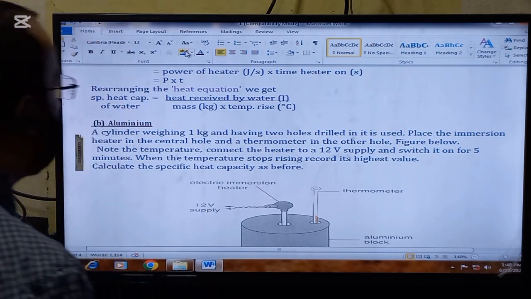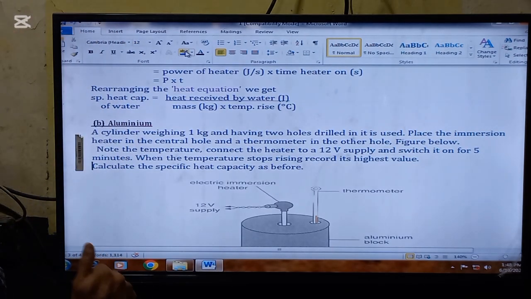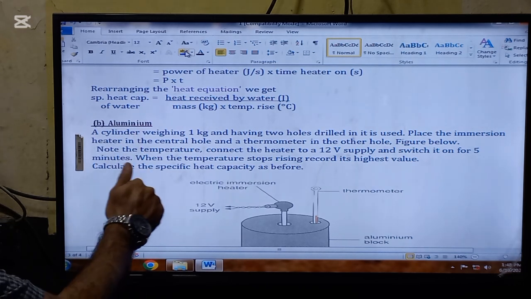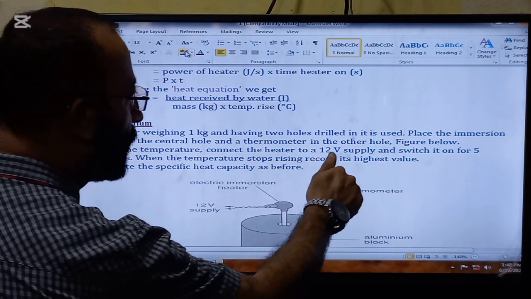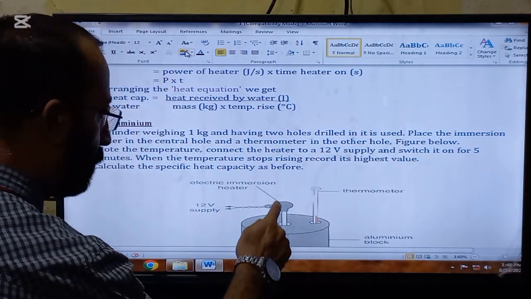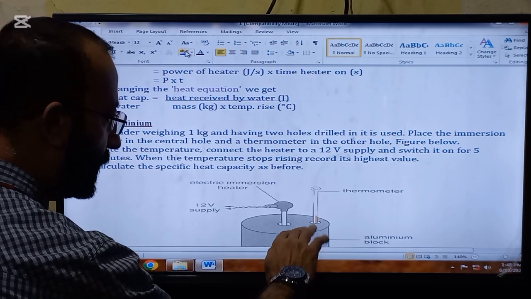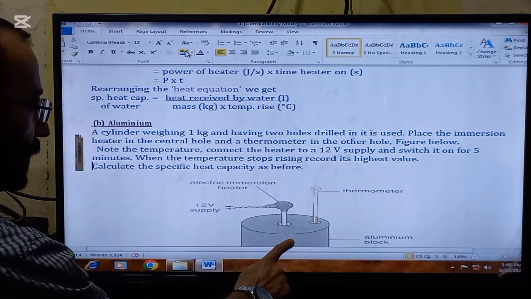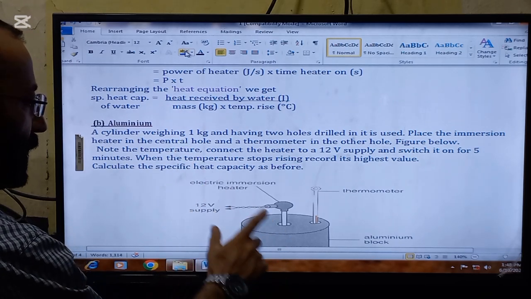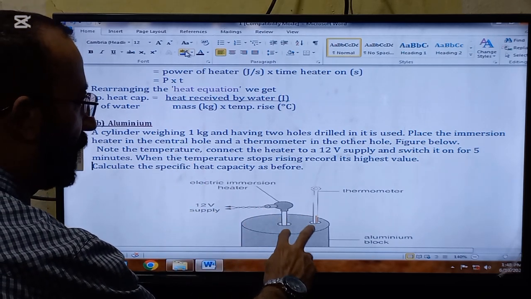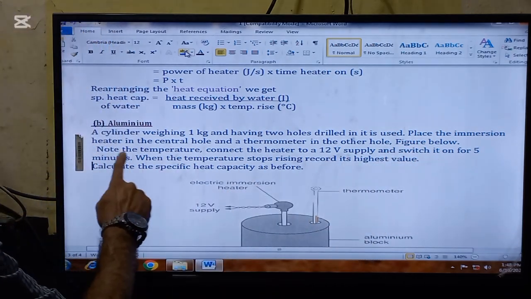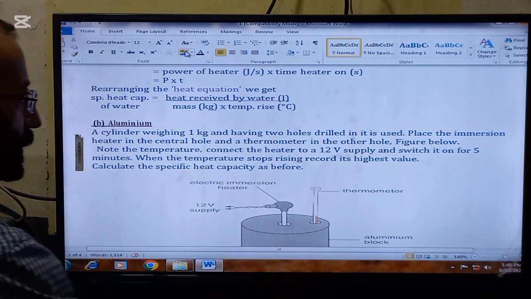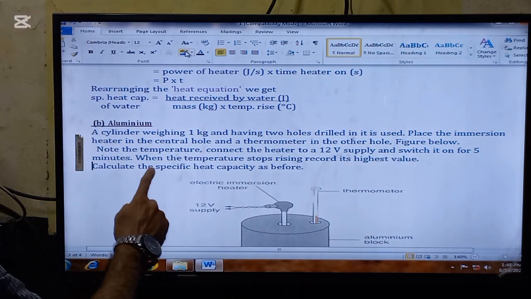Okay, now the next practical work is, now we are going to find the specific heat capacity of aluminium. A cylinder weighing 1 kg and having 2 holes drilled in it is used. So one hole will be drilled in the middle and the second at the border of the container. So a cylinder whose mass is 1 kg will be taken and 2 holes will be drilled. Place the immersion heater in the central hole and a thermometer in the other hole like this figure below. Note the temperature.